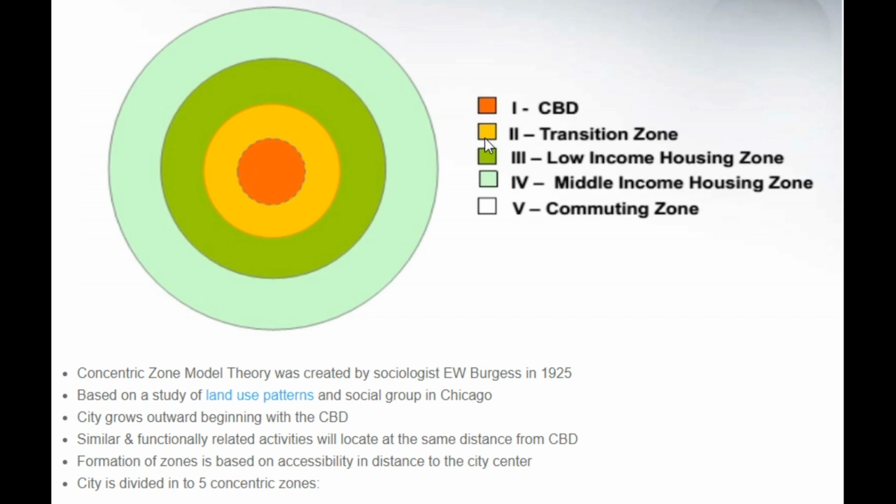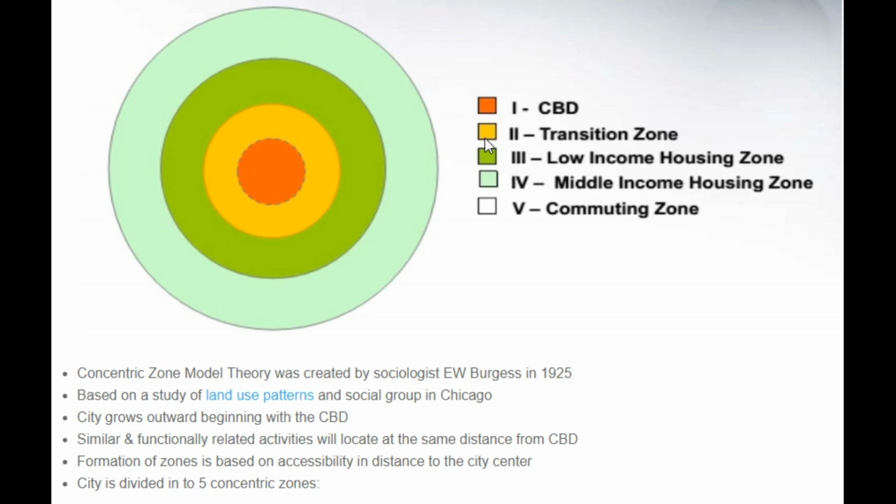Then the last zone, outside these 4 main zones, will be the commuter zone. Burgess dealt fully with the 5th zone. In this zone, all the suburban communities found along the arteries of transportation will be found. Most of the commuter zones will be located along the main roads connecting to the city.